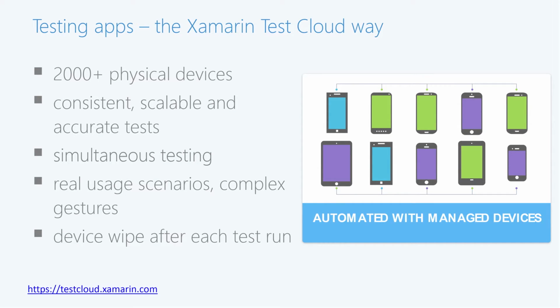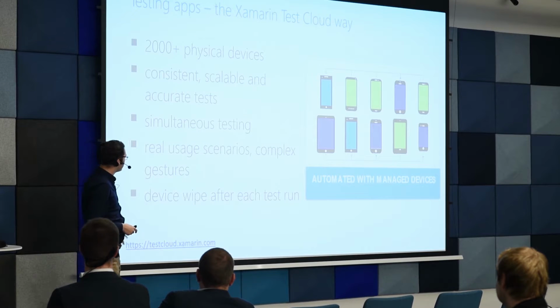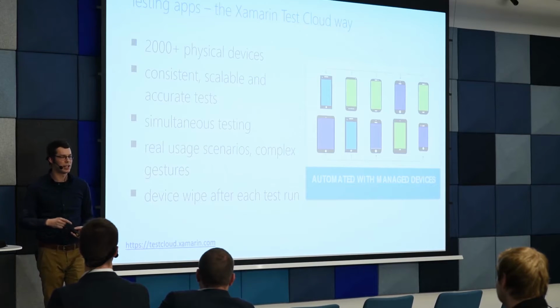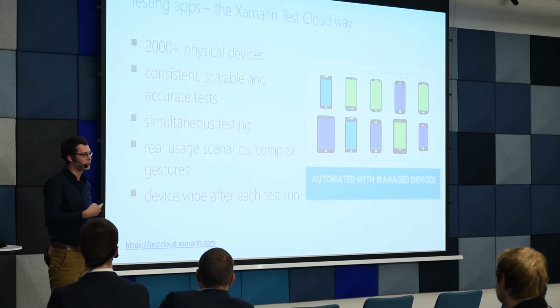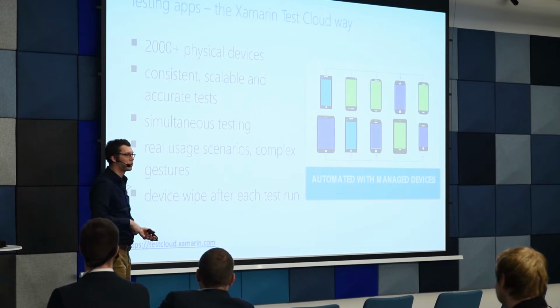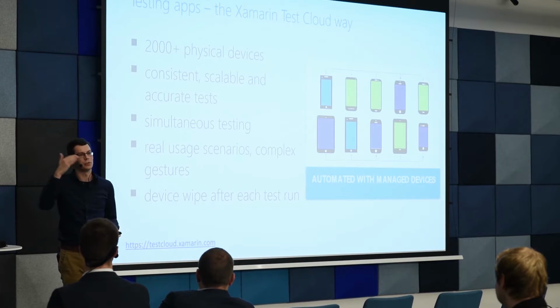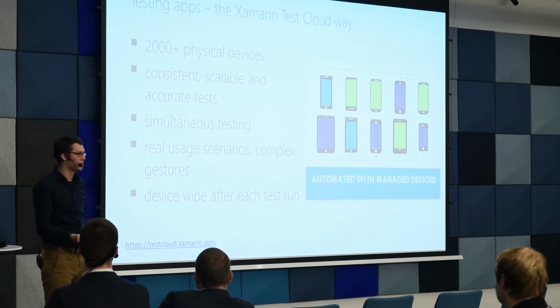There are more than 2,000 of them, and what's very important is that the devices wipe after each test run, which means that every time you start a test, you start clean. There's no data from other customers or other users. It just goes from 0 to your test, to finalizing the test, and then again to 0.